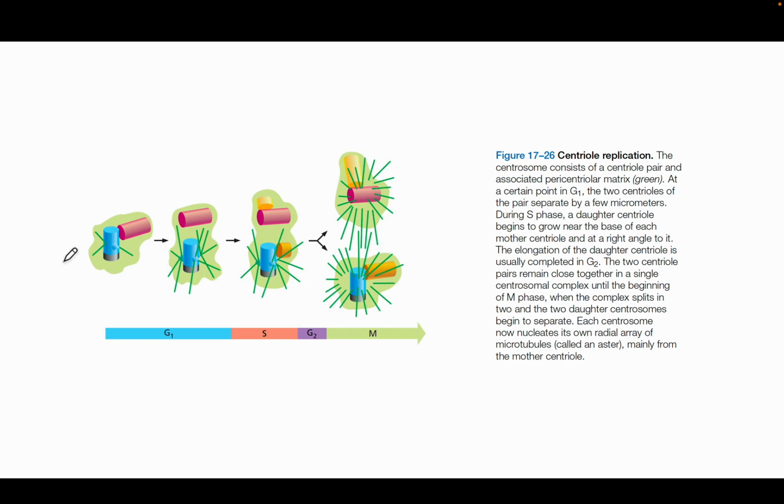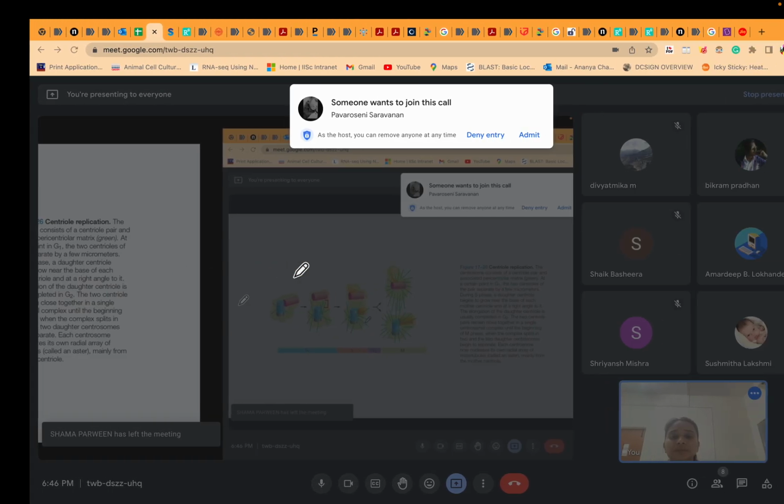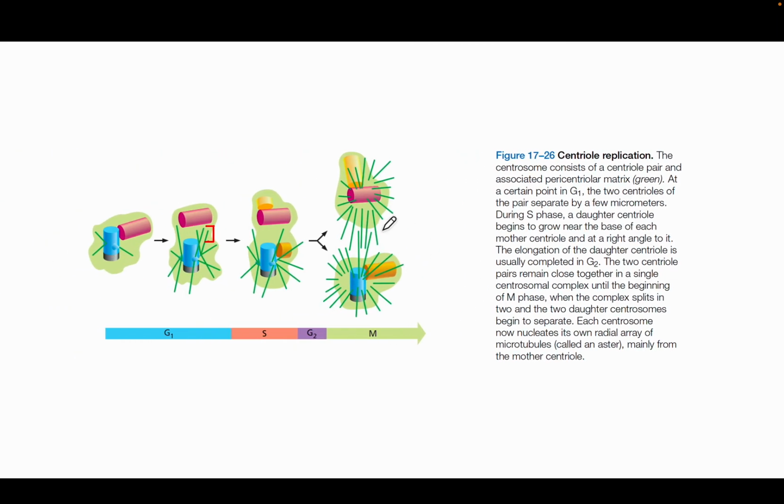or mitotic phase. So here is what the centriole replication looks like. The centrosome consists of a centriole pair and some associated pericentriolar matrix. At a certain point in G1, the two centrioles of the pair separate by a few micrometers. During S phase, the daughter centriole begins to grow near the base of each mother centriole, at a right angle to it. The elongation of the daughter centriole is usually completed in G2.